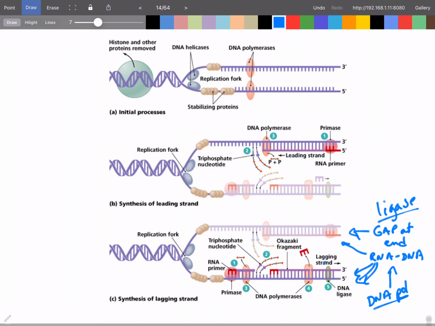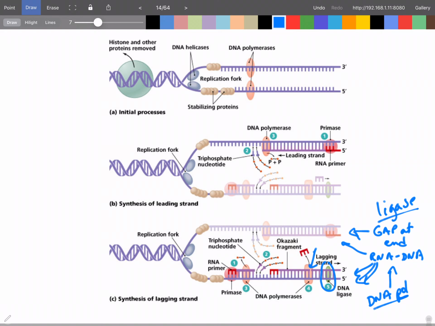So here's an example of DNA ligase sealing a gap like that. It's just taking care of those covalent bonds at the end, making sure that the DNA is continuous and there's no gaps left behind. All right, so that's the process of DNA replication.